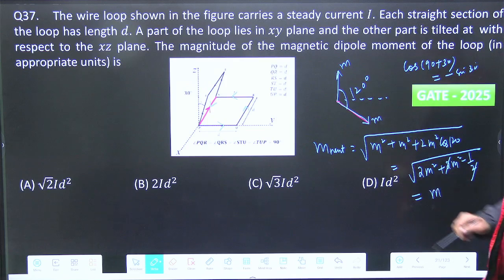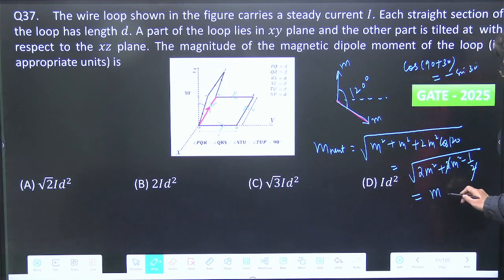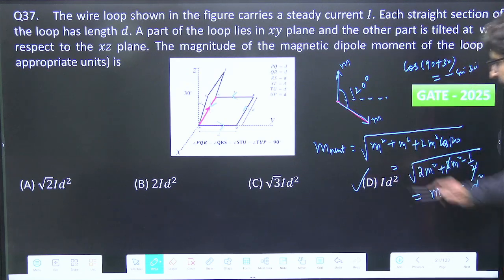And what is the magnetic moment of one dipole? It is simply current into area, and because the side is d, the area is d square, so the moment is I d square. So this is the correct answer.